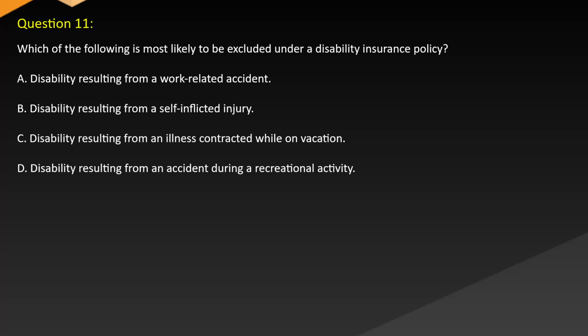Question 11. Which of the following is most likely to be excluded under a disability insurance policy? A. Disability resulting from a work-related accident. B. Disability resulting from a self-inflicted injury. C. Disability resulting from an illness contracted while on vacation. D. Disability resulting from an accident during a recreational activity.